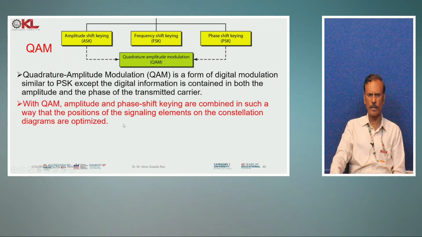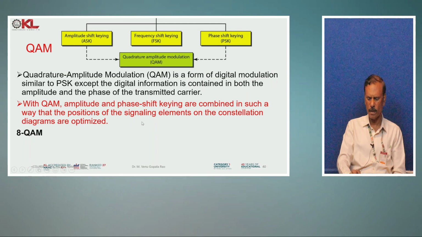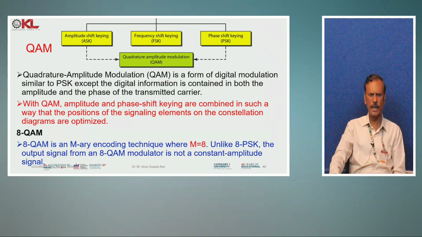With QAM, amplitude and phase shift keying are combined in such a way that the positions of the signal elements on the constellation diagram are optimized. So generally we call it an optimized modulation technique. Suppose it is 8 QAM, it is M-ary. If you take 8 QAM, it is an M-ary encoding technique where M is equal to 8. Unlike 8 PSK, the output signal from the 8 QAM modulator is not a constant amplitude signal.